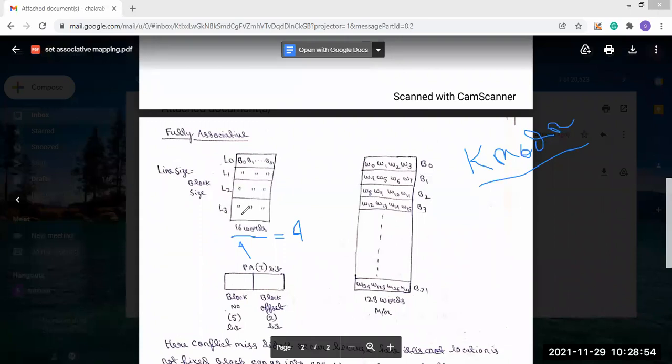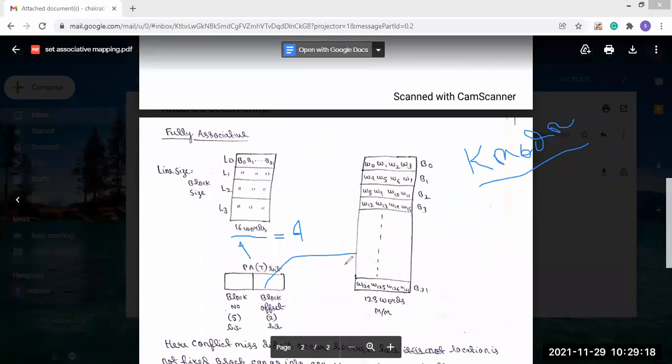So any block can be present in any line. There is no such constraint. So that's why any block can be present in any line. So that's why, when the physical address is generated, it is the same physical address, because here we have seen that the physical address is of what?